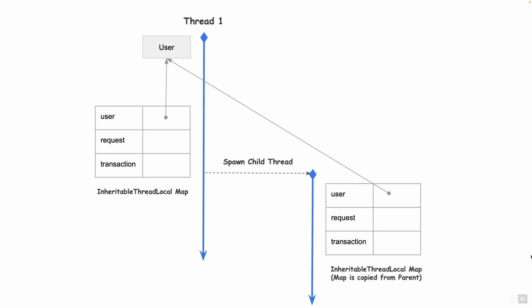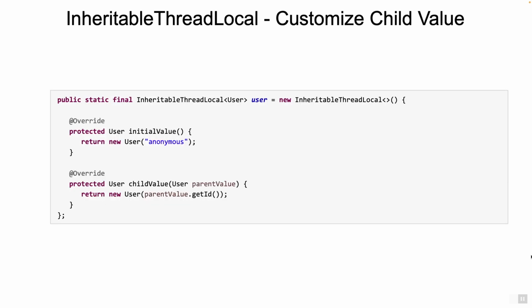But what if you do not want the default implementation of child value? Well, we are in luck. We can change the default implementation by overriding the method called child value. It takes the parent value and then we can return whatever we want to set as child value. What you see on the screen is a creation of the inheritable thread local object, but I am providing an implementation of child value method where a new user object is created from the parent and returned. Also, I overrode the method initial value, which will return anonymous user.